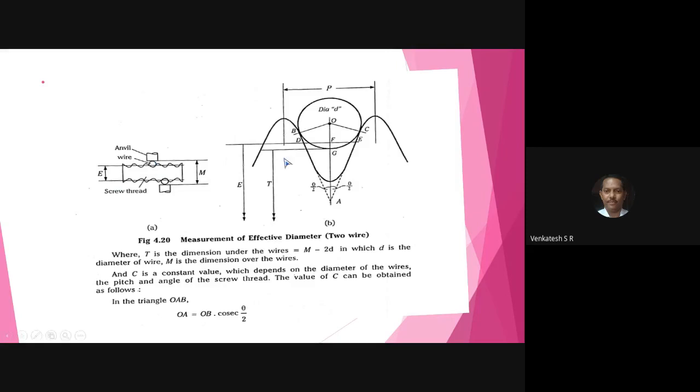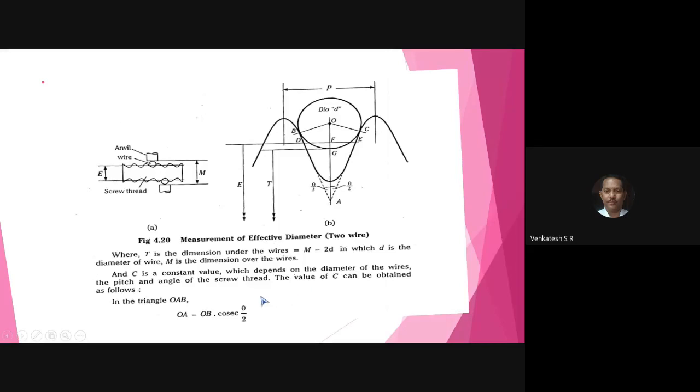In this diagram, all of you observe here, you have selected the 2-wire method and place the wire of the anvil on the thread like this. Then measure the minor diameter, major diameter, and the distance between the 2 wires. That is T equal to M minus 2D, where D is the diameter of the wire, M is the dimension over the wires, and C is the constant value depending upon the diameter of the wire.